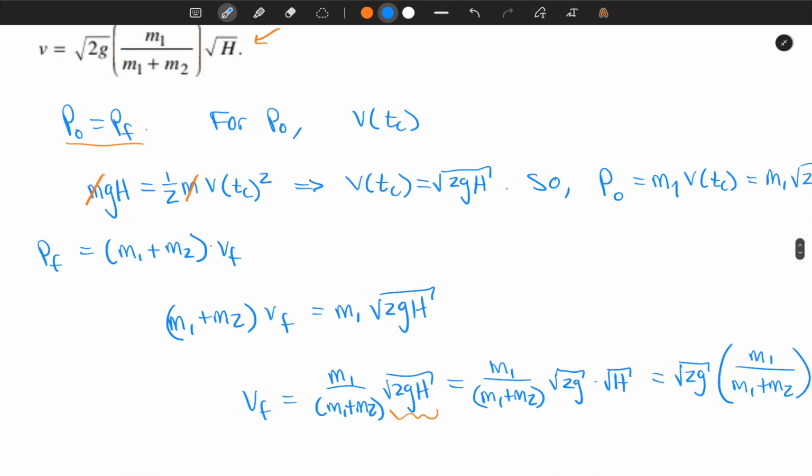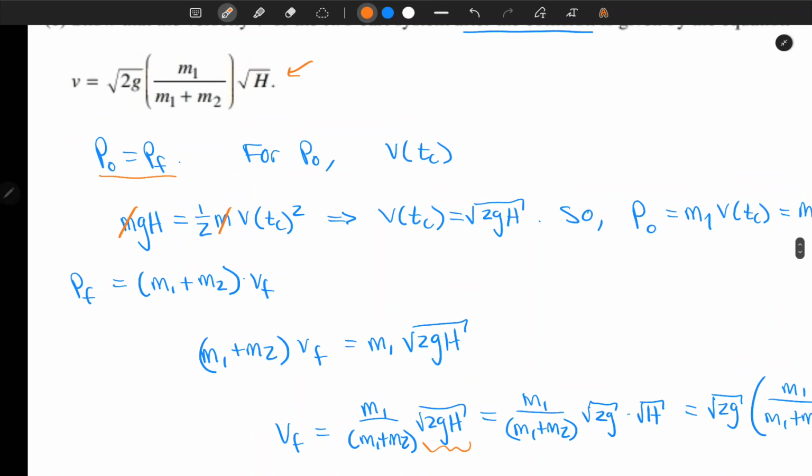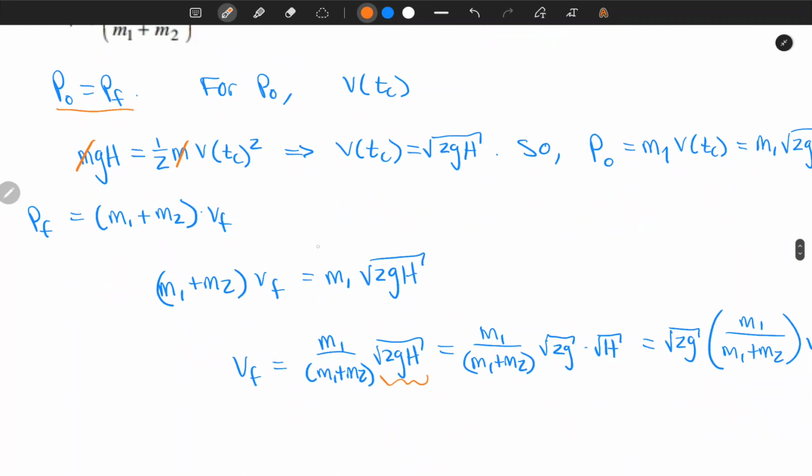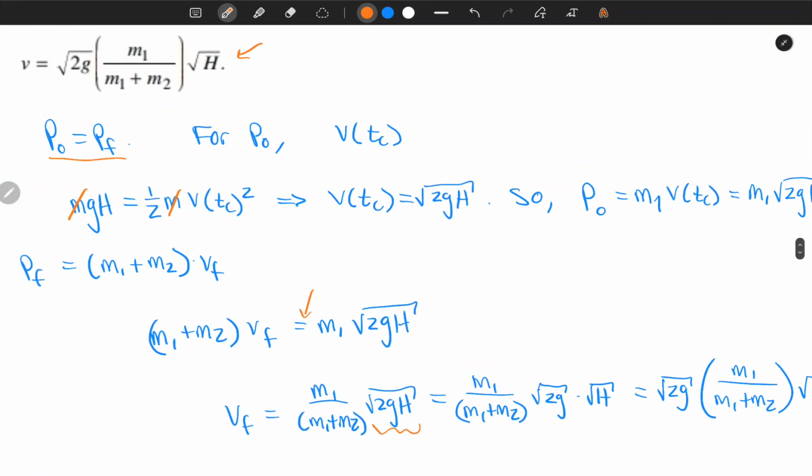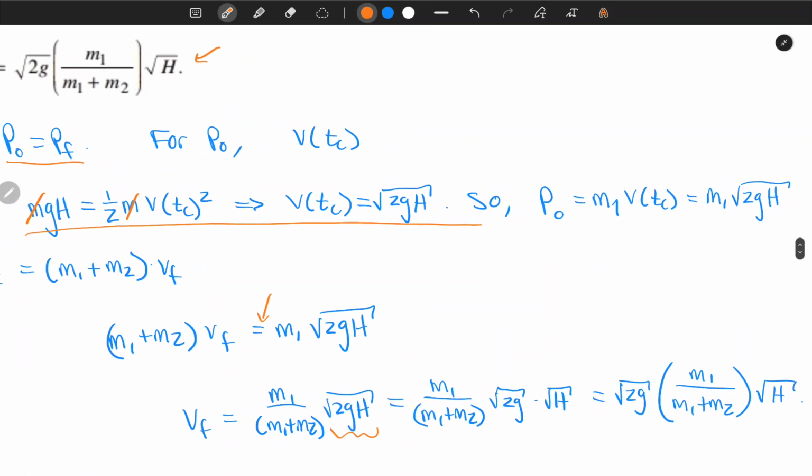As a note, students get 1 point for using the conservation of energy to find the velocity. Alternatively, you could use purely kinematic equations, and that would also give you 1 point. Next, students get 1 point for using the conservation of momentum to find the final velocity. So this equality here gives you 1 point, and this progression here gives you another point.